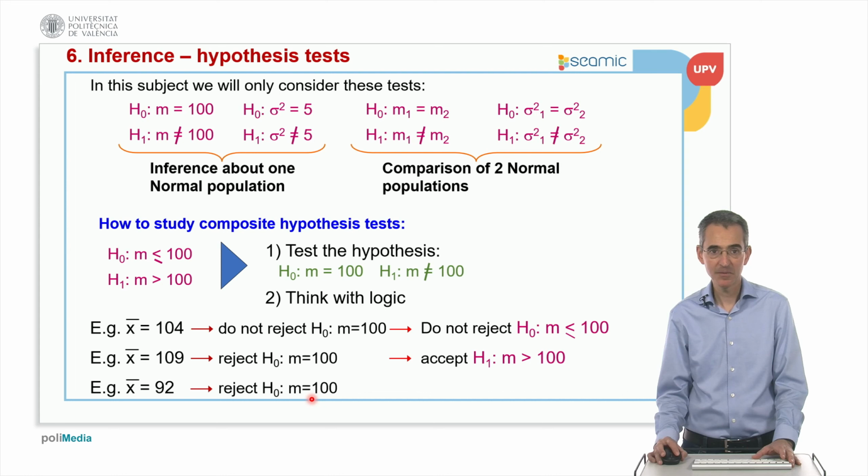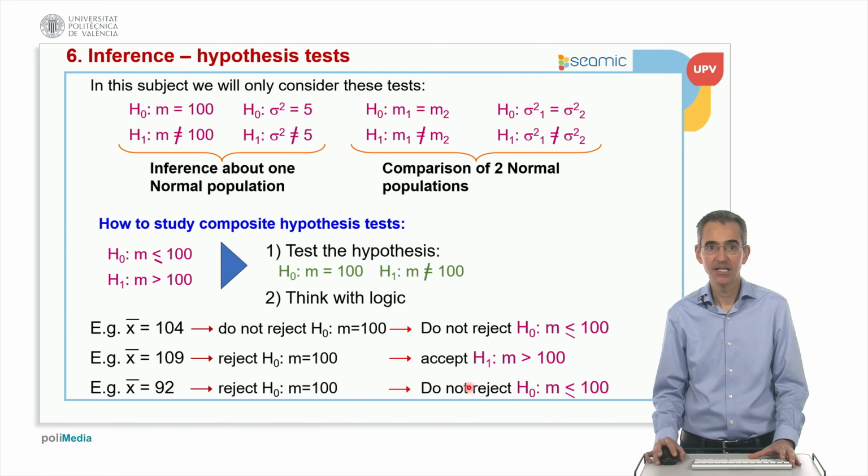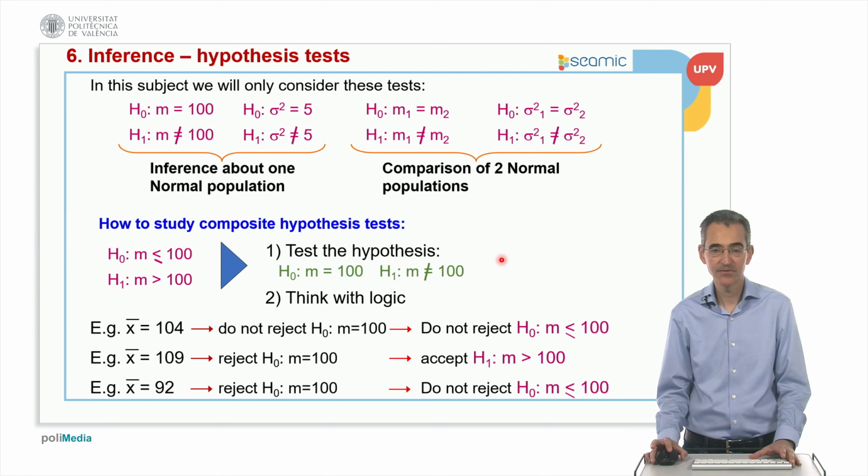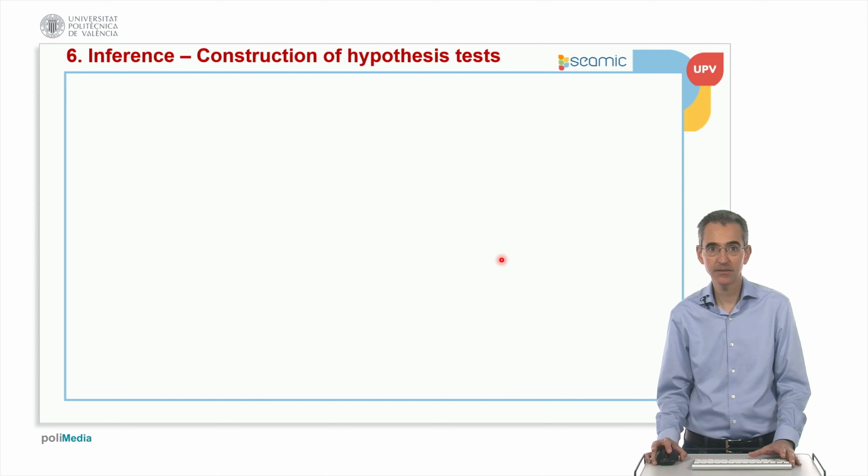Well, the problem is that in this case we should say that the population mean is less than 100. But as the lower case is included in the null hypothesis, we will have to say that we cannot reject this null hypothesis because the lower case is together with the equal. Okay, so thinking with a bit of logic, these composite hypotheses are not so difficult, I would say, but anyway, we will not make this kind of exercises in this subject.